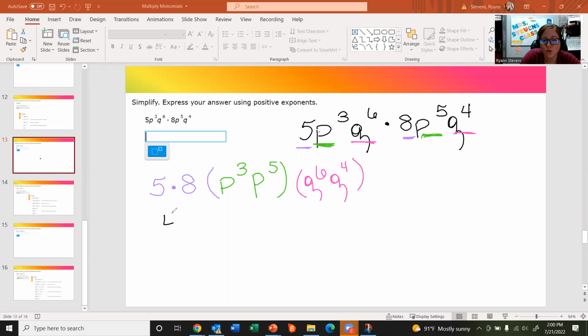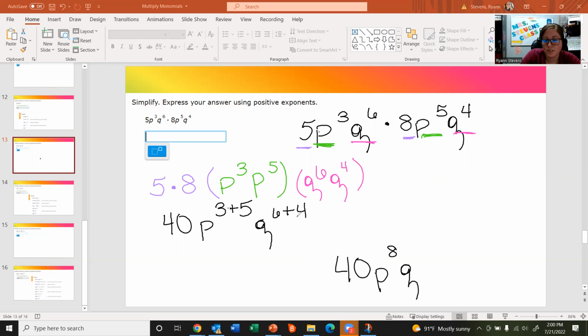So 5 times 8 is 40. And we would have p, we could say 3 plus 5. And then we could also write this down here, q, 6 plus 4. And so we would be left with our answer of 40. We would have p, 3 plus 5 is 8. Q, 6 plus 4 is 10. So our answer would be 40, p to the 8th, q to the 10th.